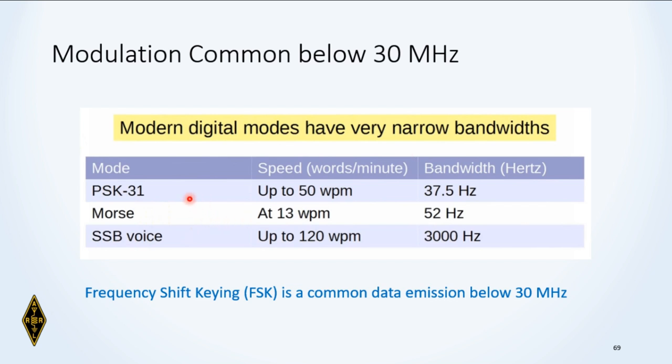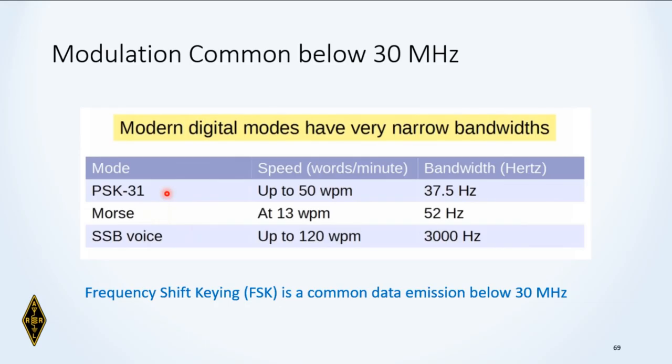So PSK31, bandwidth of 37.5 hertz. And it can handle up to about 50 words a minute. That was the mode that first came out, and it was a keyboard-to-keyboard mode, so you could actually talk back and forth amongst hams. And that was absolutely the rage. That was the number one digital mode when it first came out and for several years.